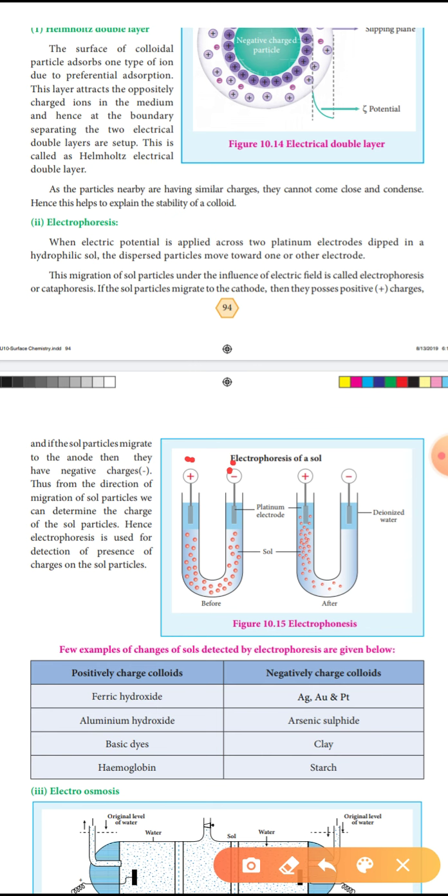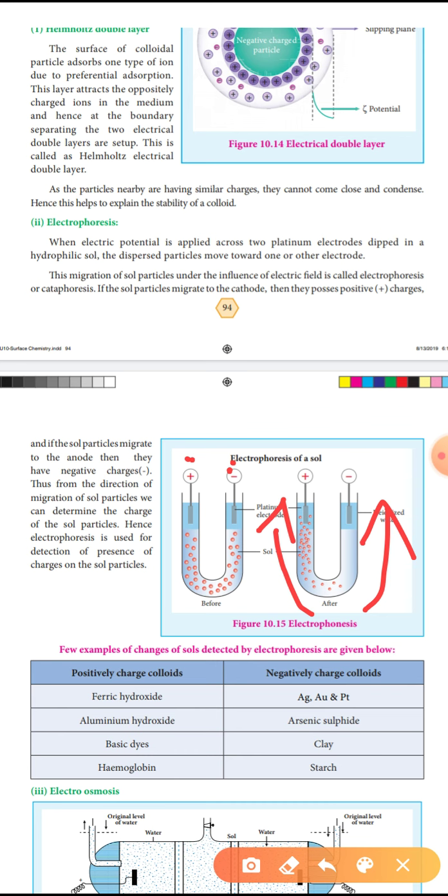The particles move in the cathode direction, so they possess a positive charge. If the particles migrate to the anode, they have a negative charge. The particles move toward the anode, which means they have a negative charge. Thus, from the direction of migration of the particles, we can determine their charge. Hence, electrophoresis is used for detection of the presence of charges on particles.